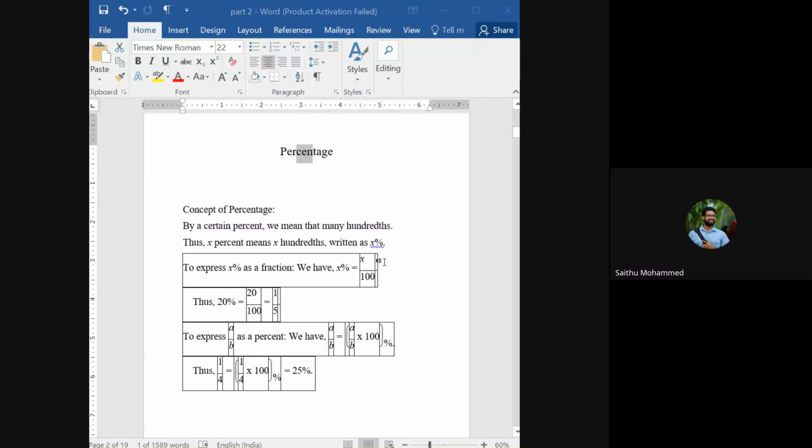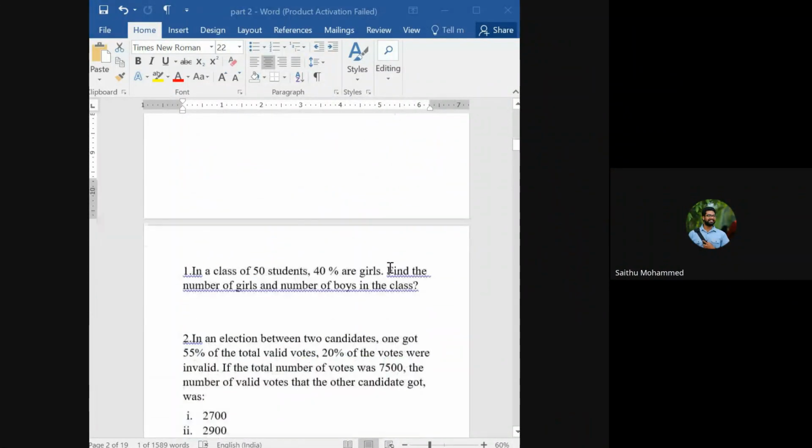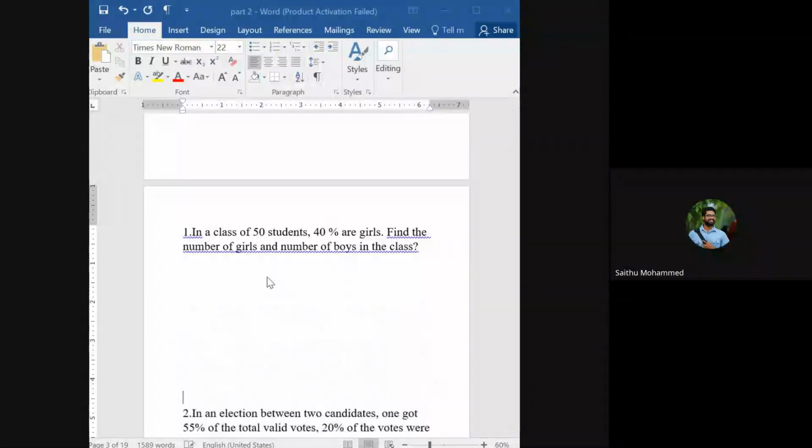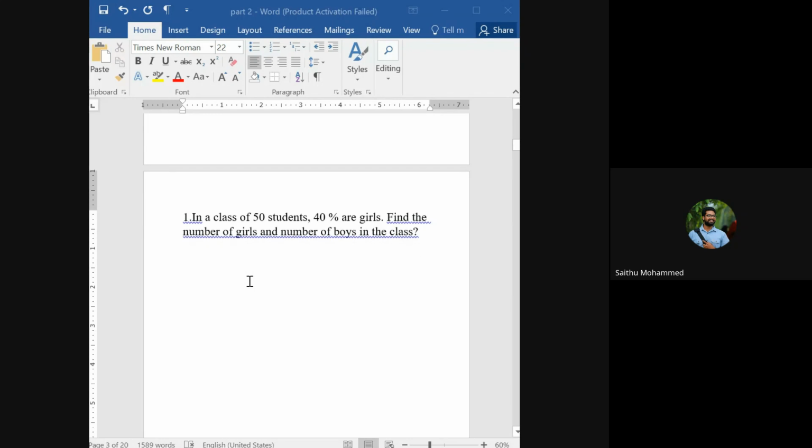Now this is all about what percentages are. Now let's focus on different kinds of questions which you may encounter in your NET exam. The first question is: in a class of 50 students, 40% are girls. Find the number of girls and the number of boys in the class. This is one of the simplest questions, so you may even be able to do it without much calculation, but I will tell you a scientific, step-by-step method to solve it.